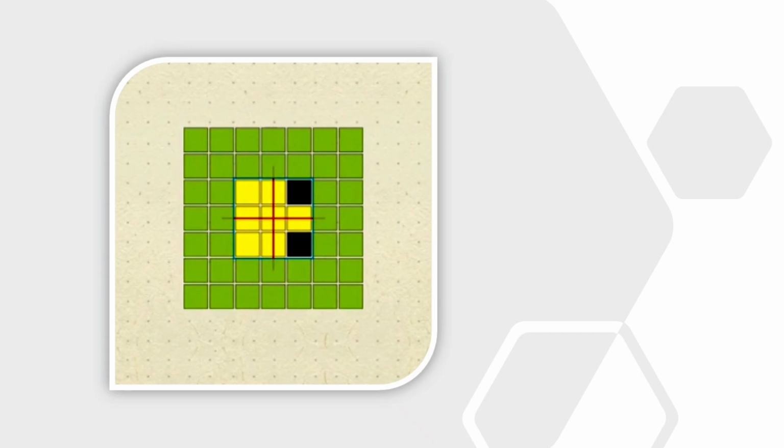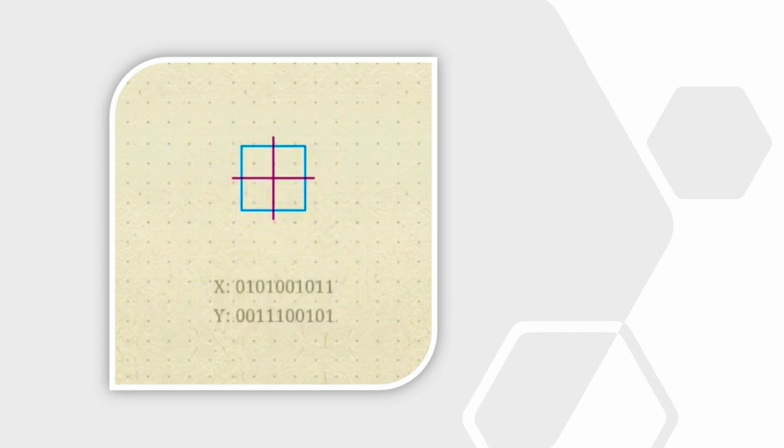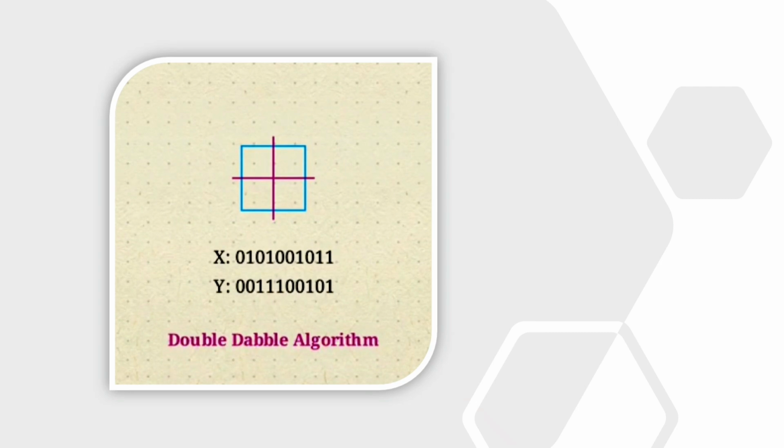Finally, the tracker calculates the exact center of the bounding box as a string of raw binary code. To convert those unreadable 0s and 1s into standard decimal coordinates, an algorithm called double-dabble is used. So, in this way, the FPGA instantly transforms the video feed into real-time tracking data.